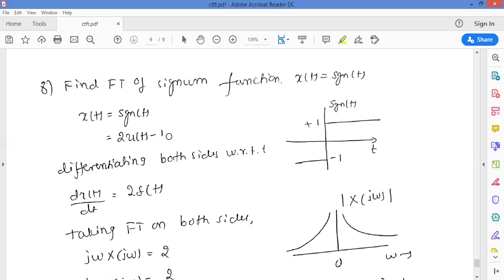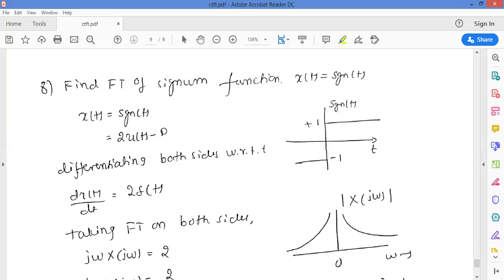Any doubt here? Any doubt? Are you able to follow? Any doubt till now? No, sir. Did you follow this step? Yes, sgn of t is equal to 2 into u of t minus 1. Any doubt in this step?